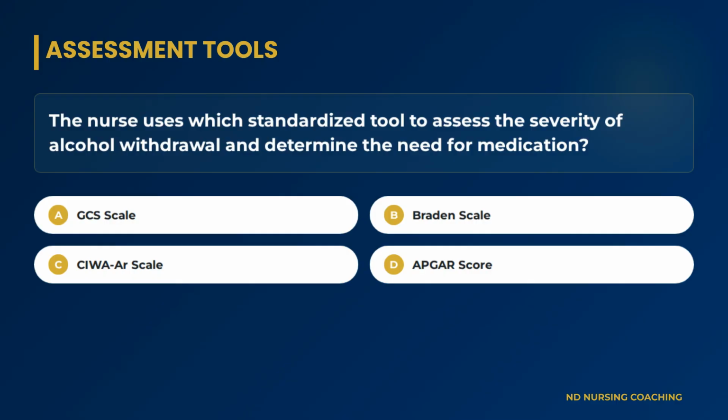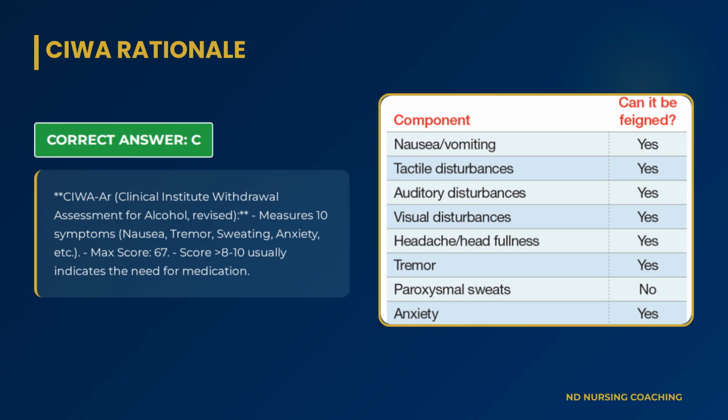Which standardized tool does the nurse use to assess the severity of alcohol withdrawal and determine the need for medication? The correct answer is C, the CIWA-Ar scale. This scale assesses 10 symptoms and uses the score to guide benzodiazepine dosing following a symptom-triggered protocol. A score of 8 or more often indicates a need for medication.